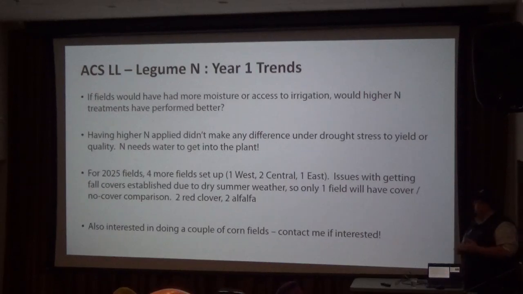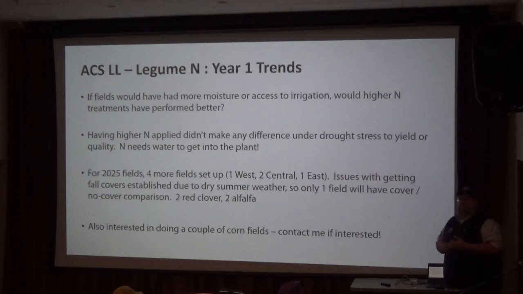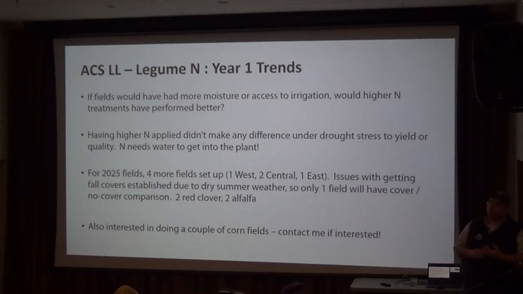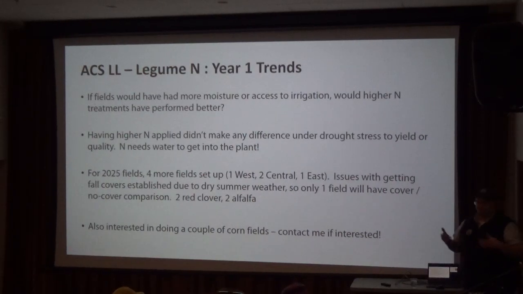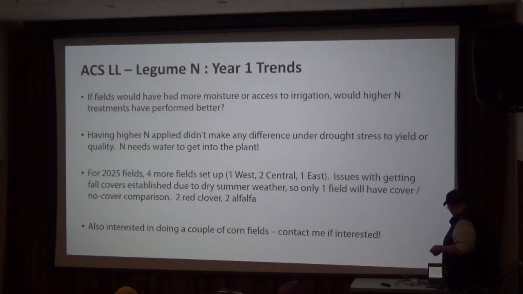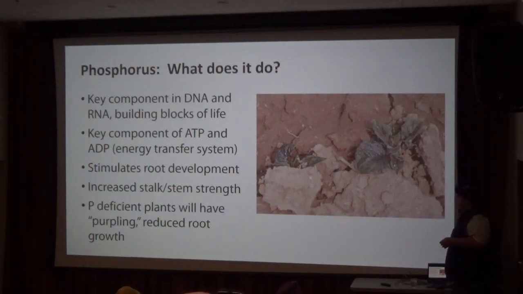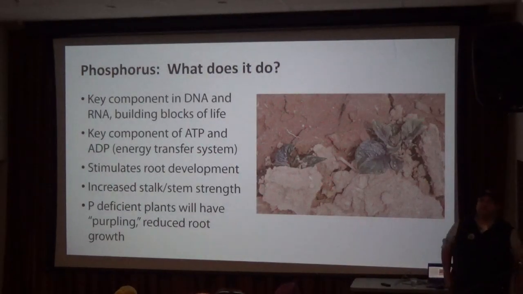And Kyra and I are also looking at possibly adding a couple of corn fields to this as well, because corn has a similar nitrogen uptake curve to potatoes, both in terms of quantity and timing. And there's more corn being grown, so we're interested in maybe trying to take on a couple of corn fields as well. Any questions on the nitrogen side on what we showed there?